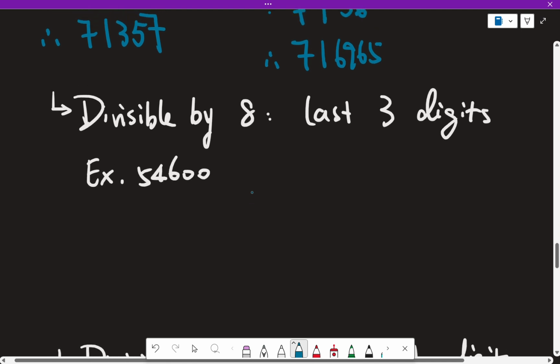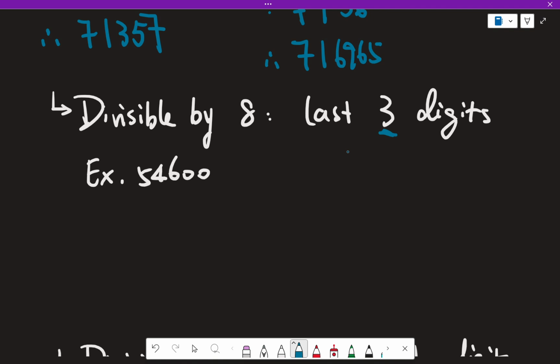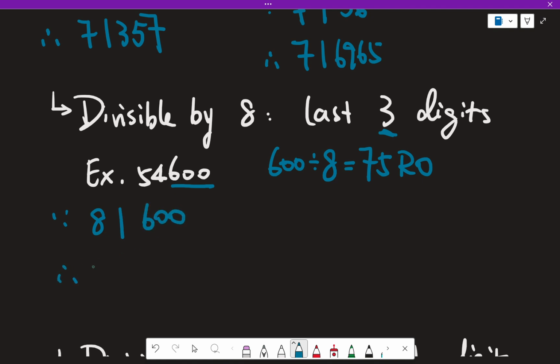Divisible by 8, we just check the last 3 digits. So, recap: if we want to judge whether a number is divisible by 4 or not, we check the last 2 digits. And if we want to judge whether a number is divisible by 8 or not, we check the last 3 digits. In this case, 54,600, we just check the last 3 digits, 600. Is 600 divisible by 8? We can see that 600 divided by 8 gives us 75, that's right, with a remainder of 0. So because 8 divides 600, the last 3 digits, the initial number 54,600 is also divisible by 8.